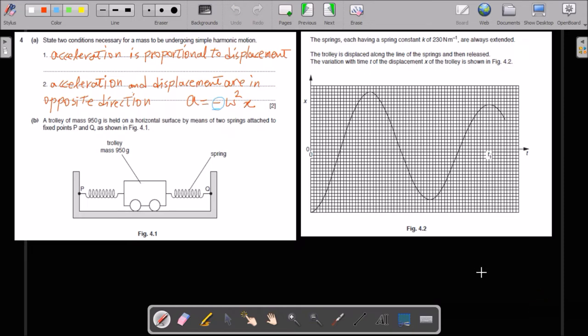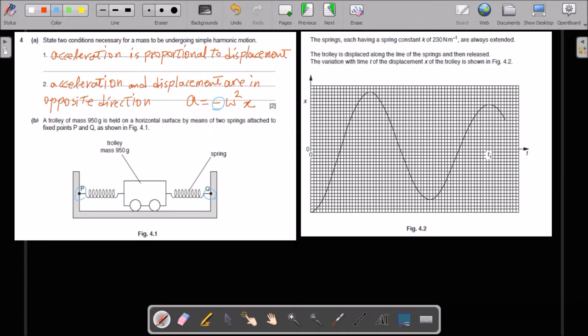Part B, a trolley of mass 950 gram is held on a horizontal surface by means of two springs attached to fixed points P and Q. So these are fixed points and two springs and one trolley of mass 950 gram. The springs, each having a spring constant of 230 newton per meter, are always extended. The trolley is displaced along the line of the springs and then released. The variation with time t of the displacement x of the trolley is shown in figure 4.2.